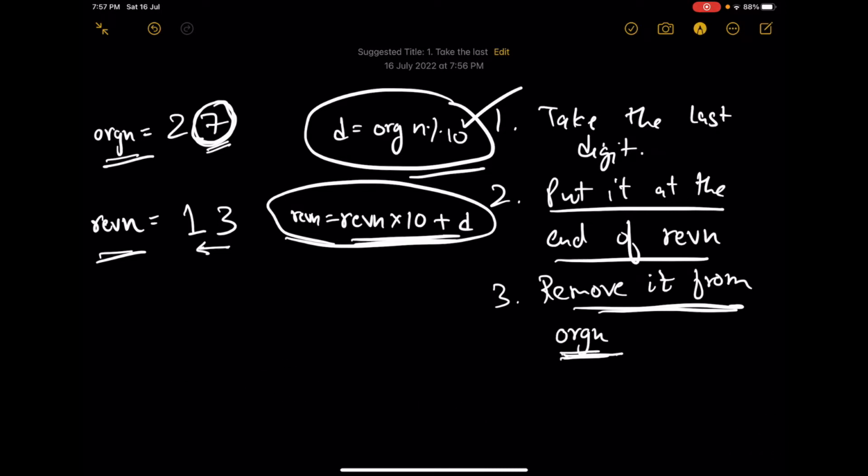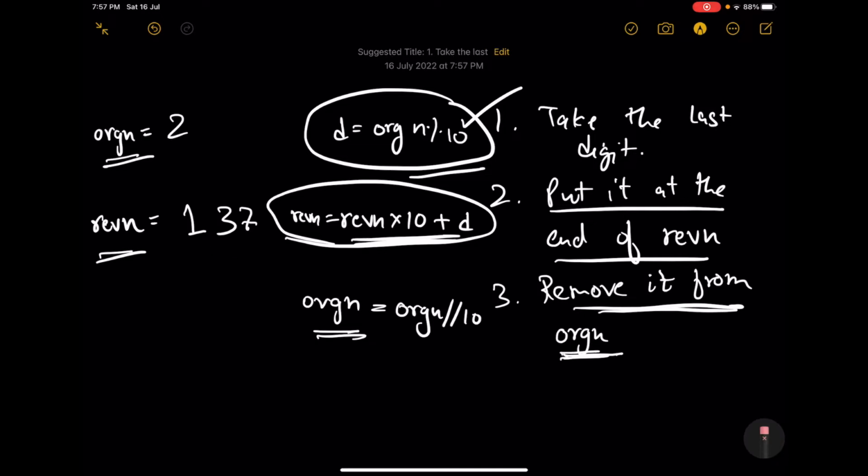Okay, and how do we take quotients? We do integer division, right? So all I have to do is orgn divided by 10. Okay, integer division, and this should be the new value of orgn, right? And once I've done this, I found the new value of orgn, which will be 2, and 7 will be appended to reven in step 2. And in step 3, I'll remove 7 from here, right? So this orgn will become, from 27, it became 2.